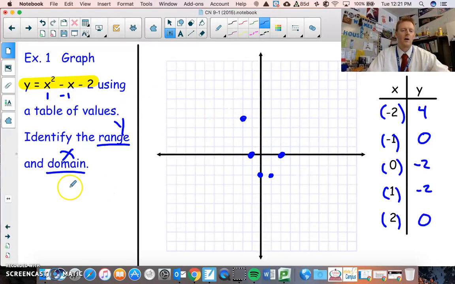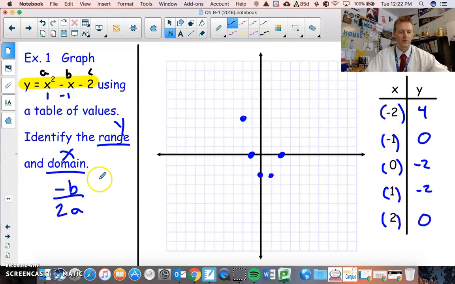So let's plug it on. Our axis of symmetry formula was the opposite of B over 2A. So B is right here, the number in front of the x. A is right here, the number in front of the x squared. And C is, in this case, a negative 2. So I'm going to plug those things in. The opposite of a negative 1 would just be a positive 1. And then 2 times a 1 is just a 2. So we get left with a half for my axis of symmetry.